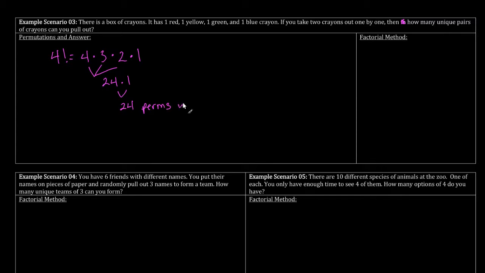So when you choose 4, right? But we don't really choose 4. We're taking 2 out, right? So we got to get rid of that one and that one. So instead of 4 factorial, we have to get rid of these last 2 turns when you had 2 left to choose from and then 1 left to choose from. So 4 times 3 times 2 times 1 over 2 times 1.